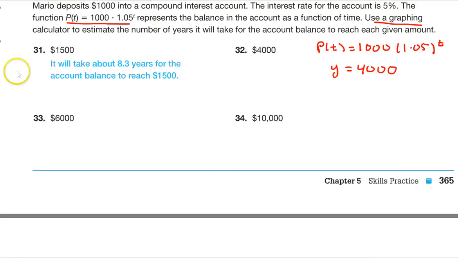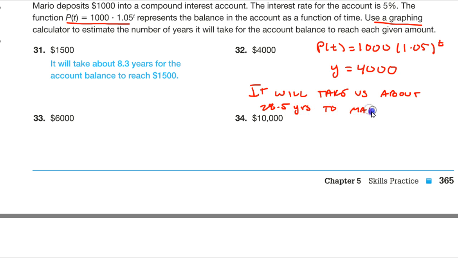So we can say it will take us about 28.5 years to make $4,000. And that becomes our answer.